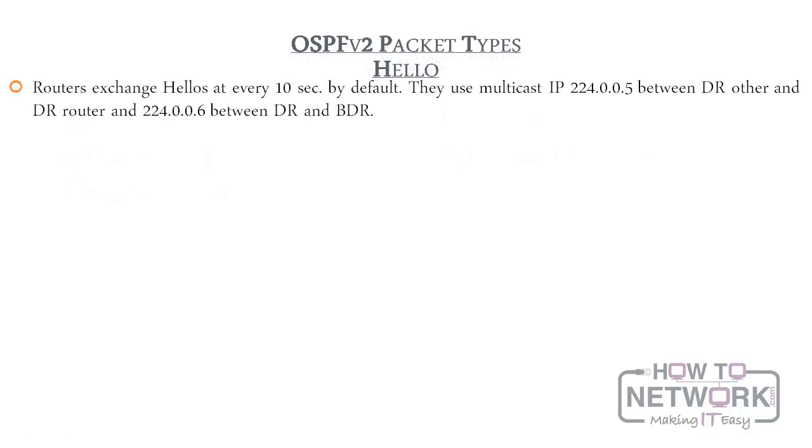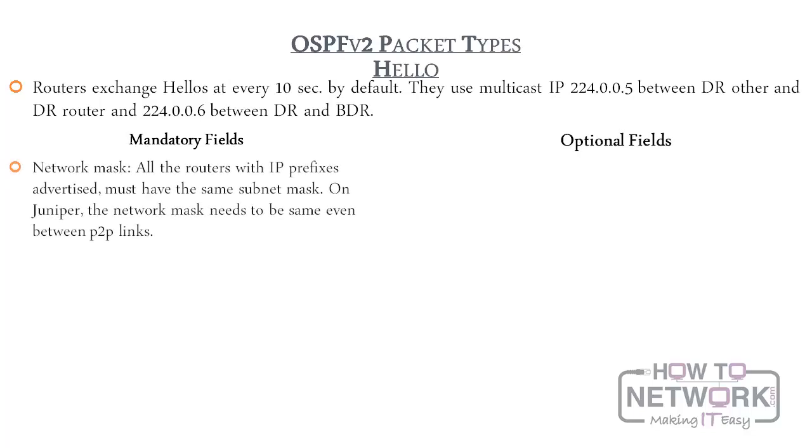Hello type. Routers exchange hellos every 10 seconds by default. They use multicast IP 224.0.0.5 between DR other and DR router, and 224.0.0.6 between DR and the BDR. A hello packet has both mandatory and optional fields. Number 1, the network mask. All the routers with IP prefixes advertised must have the same subnet mask. On Juniper, the network mask needs to be the same even between point-to-point links, unlike Cisco.